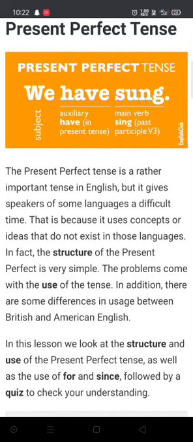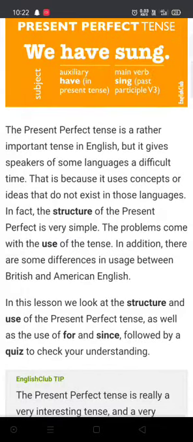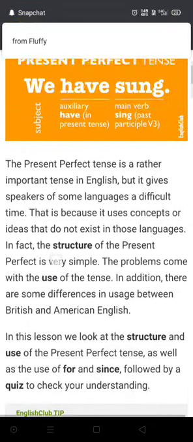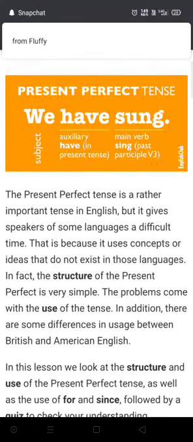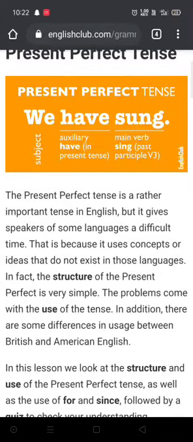In this lesson, we'll look at the structure and use of the present perfect tense as well as the use of for and since, followed by a quiz to check your understanding. Okay, so first of all, let's see what present perfect tense is.